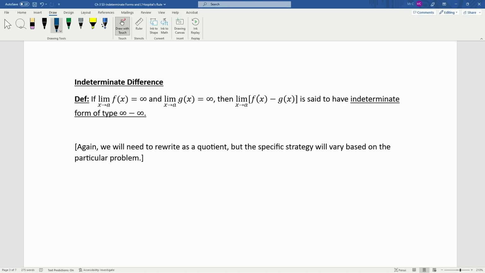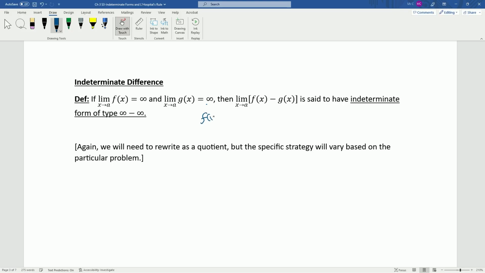So with this being said, we've got the limit as x goes to a of f of x is infinity. The limit as x goes to a of g of x is infinity. So then the difference, the limit as x goes to a of f of x minus g of x, is said to have an indeterminate form of type infinity minus infinity. It is very common for students to go, oh, well, infinity minus infinity, that's 0. Right? That is absolutely not correct, so definitely watch out for that mistake. And so I'll give you an example.